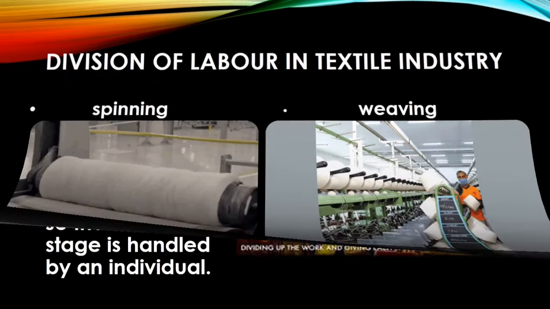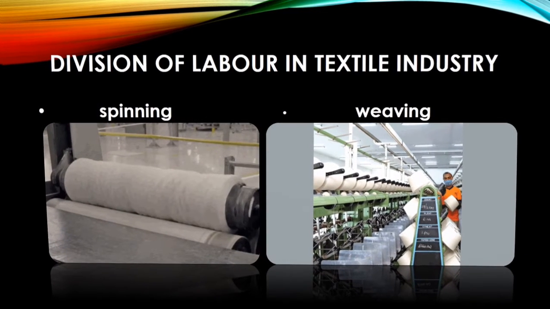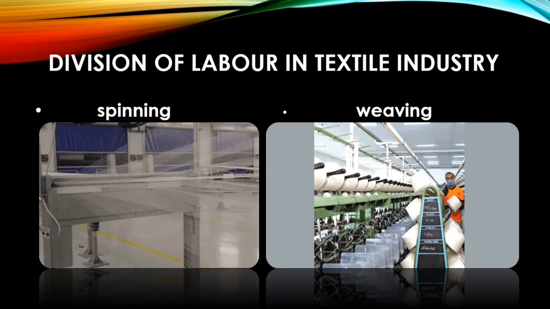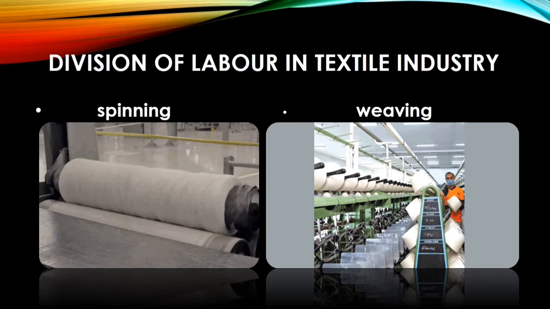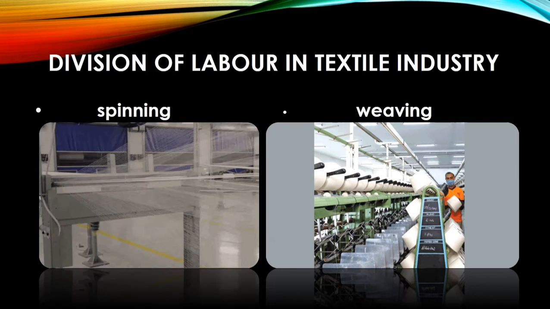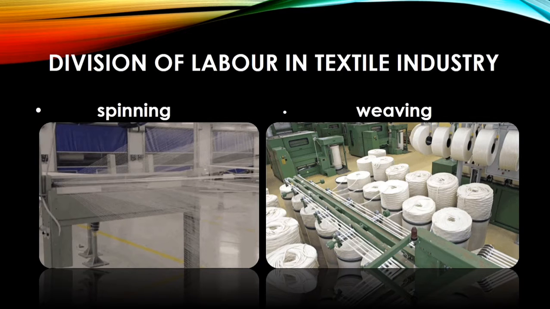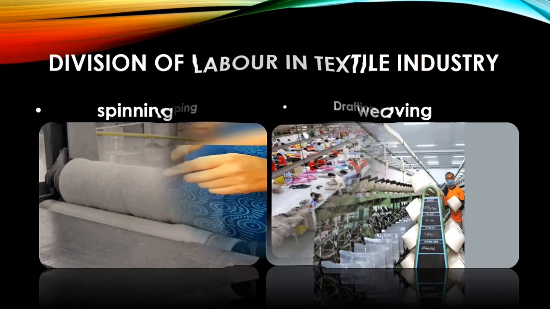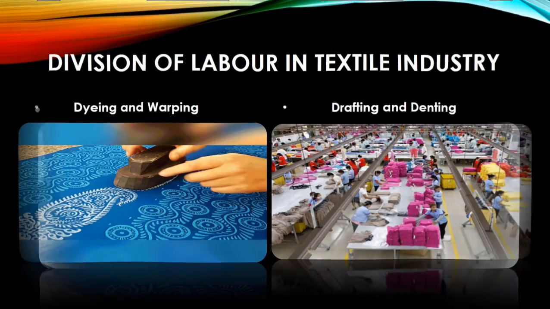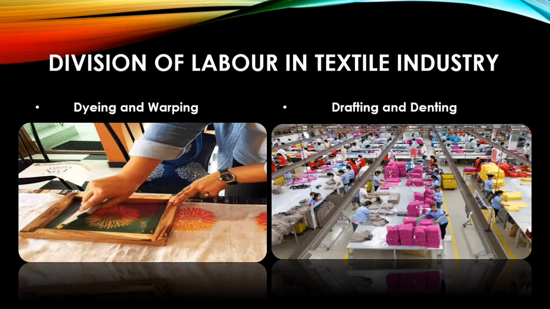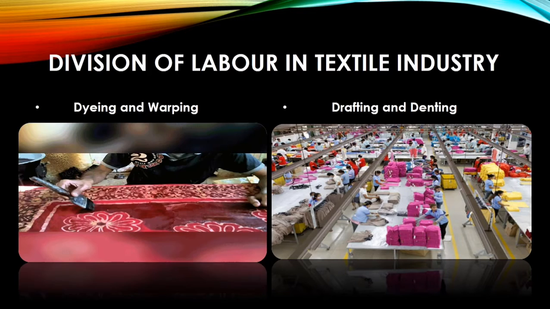For example, in a textile industry, division of labor can involve the spinning, then weaving, then production processes can progress into the dyeing of the material, the warping, the beaming, drafting, and finally the denting of the cotton.